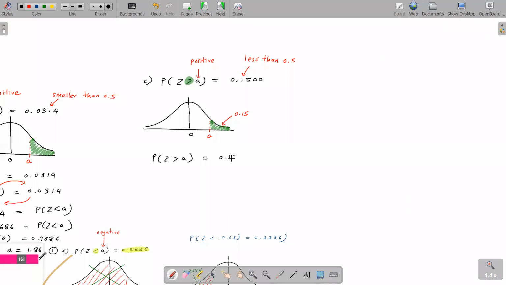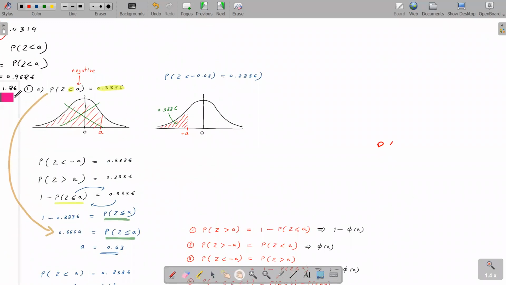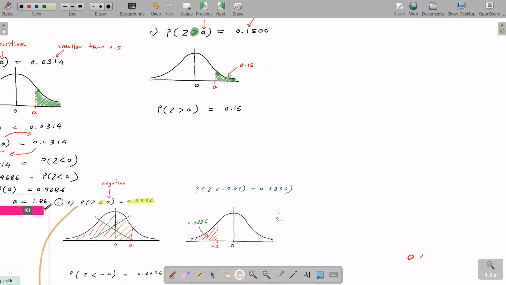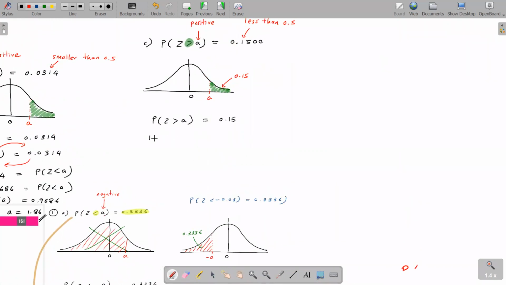When we are trying to use the normal table, you saw that the table we were working with, we always work with the areas behind, right? Not z greater than, so we convert to less than. I gave you the conversion: probability z greater than is equal to 1 minus probability z less than. That was our conversion table. So 1 minus probability z less than a.